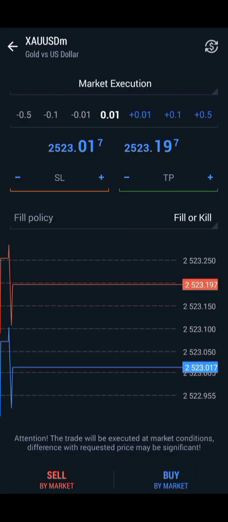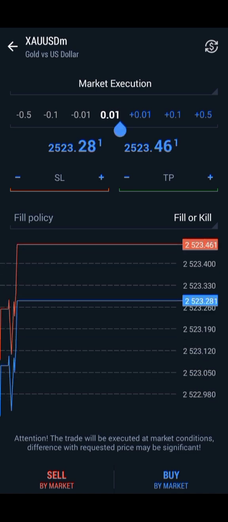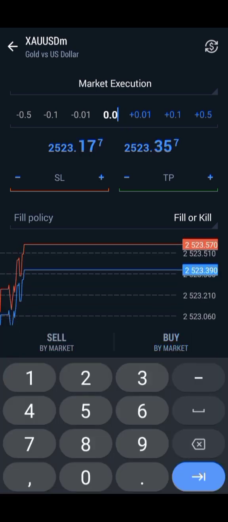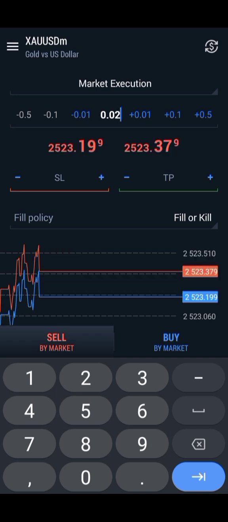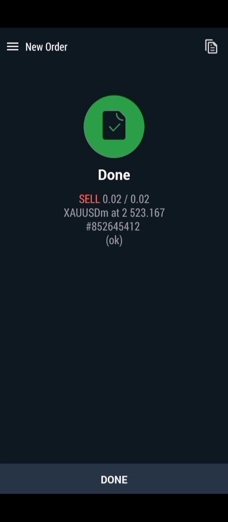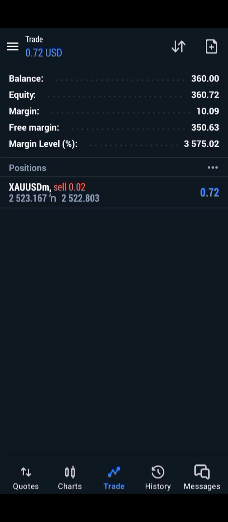Let me say after my analysis, I actually see that gold is going on a downtrend also. So this is exactly what is market execution. I'm just selling at that particular moment. I will execute the order at that particular point. Do you see it? So this is what we call market execution. So executing this order at this particular point. So this is what it means.